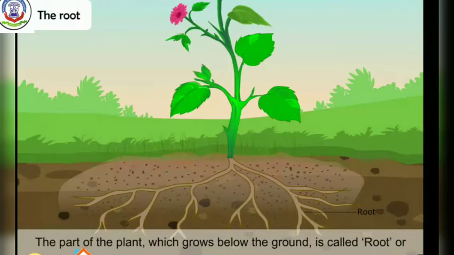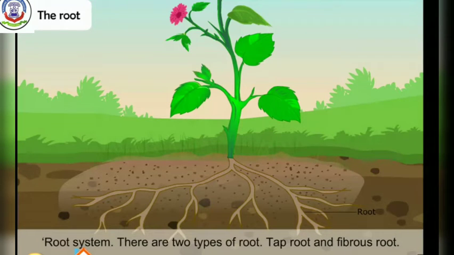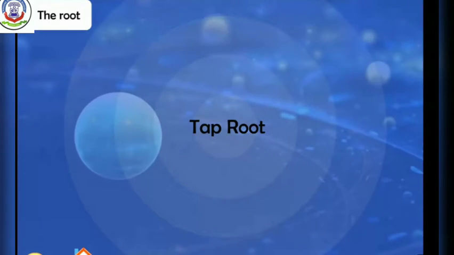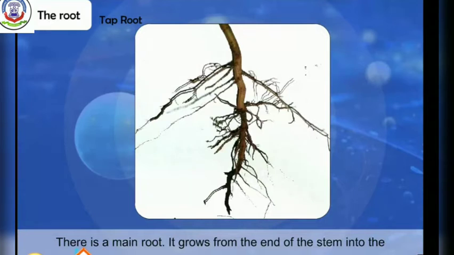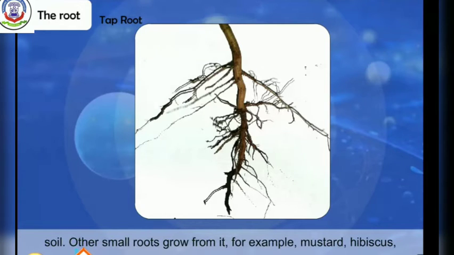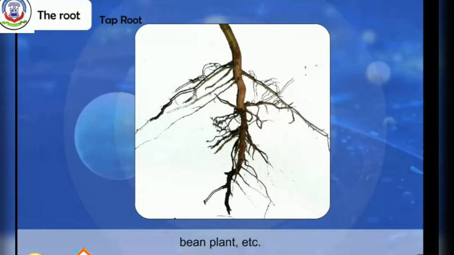The part of the plant which grows below the ground is called root or root system. There are two types of roots, taproot and fibrous root. Taproot. There is a main root. It grows from the end of the stem into the soil. Other small roots grow from it. For example, mustard, hibiscus, bean plant, etc.